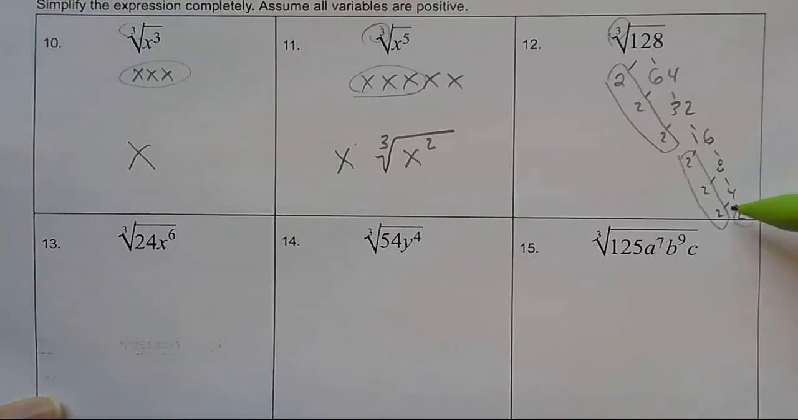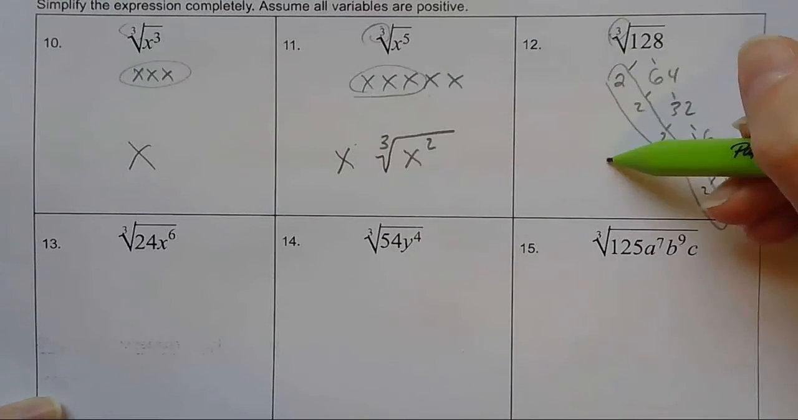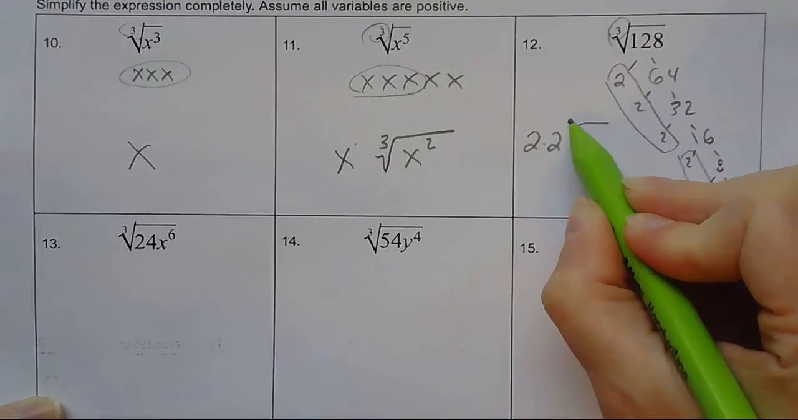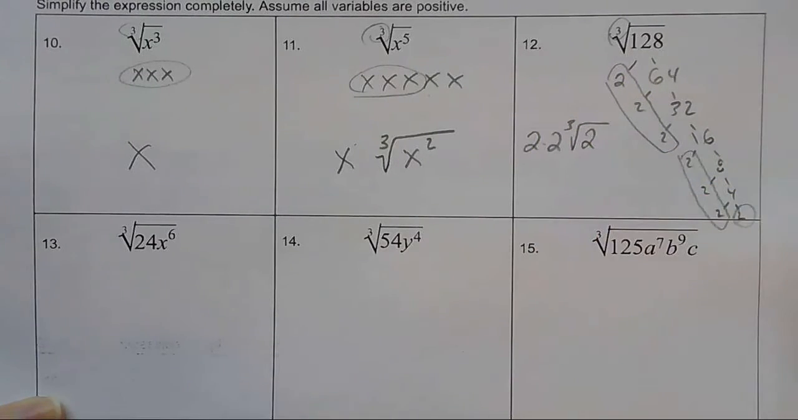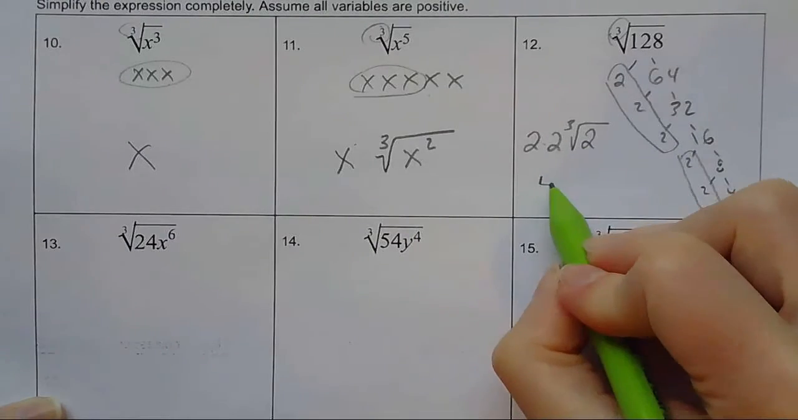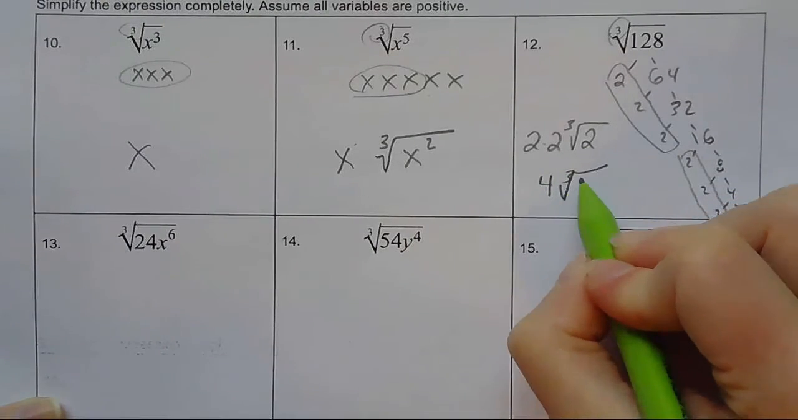So I'm pulling out a 2 and a 2, so I'll go ahead and just write it out. Don't forget your index and the 2 on the inside. But a 2 and a 2, they're both on the outside now, so my answer is 4 cube root 2.